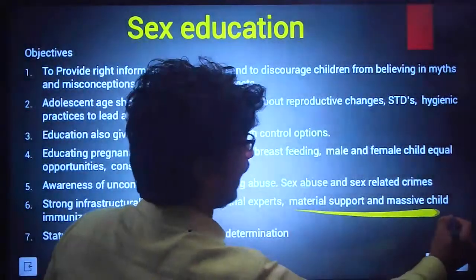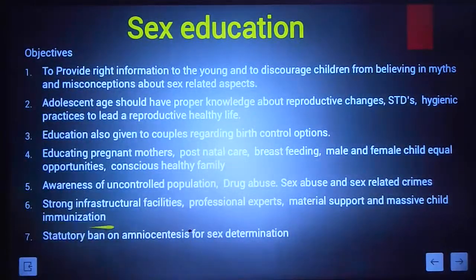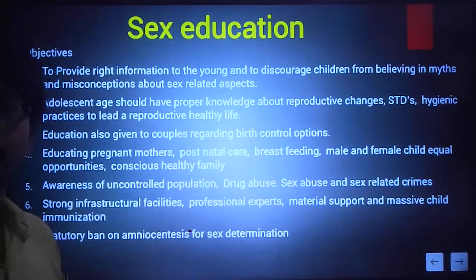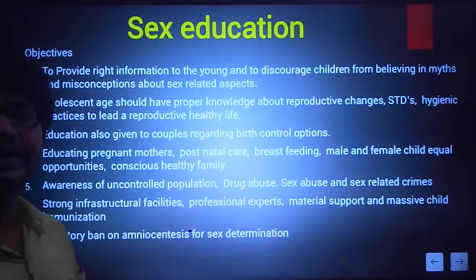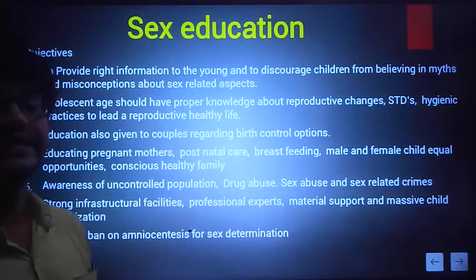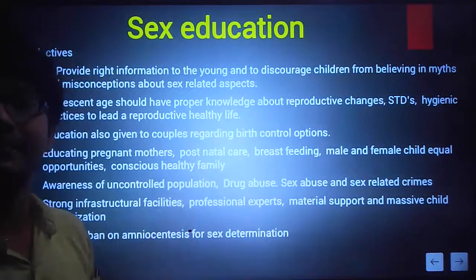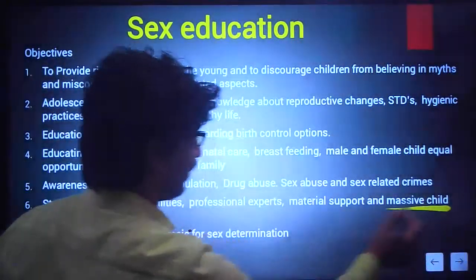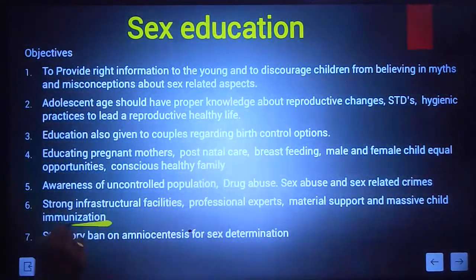And the maternal support and massive child immunizations after the birth, like what type of vaccines has to be given, right? You would have a first booster, second booster, third booster, polio vaccine, MMR vaccine, BCG vaccine, the hepatitis vaccine. So different types of vaccines, the immunization chart which is given to the parents. This sex education also gives the massive child immunization, which can protect the child, right? So this is also very important.